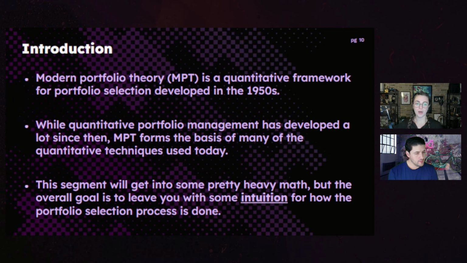So to introduce, modern portfolio theory is a quantitative framework that was developed in the 1950s. It focuses on portfolio selection. And while quantitative portfolio management has changed a lot since then, modern portfolio theory still forms the basis for a lot of those ideas that more recent techniques are based on. So this is going to get into some heavy math. But the overall goal is to leave with some intuition for how this portfolio selection process works.